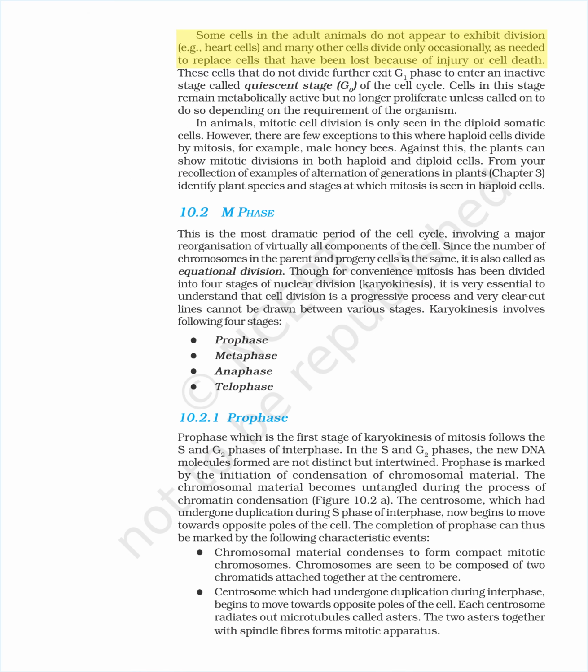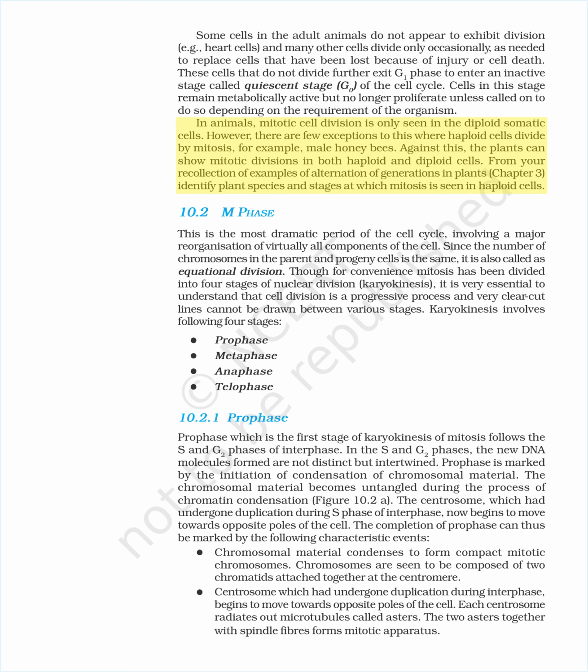Some cells in the adult animals do not appear to exhibit division, e.g., heart cells, and many other cells divide only occasionally, as needed to replace cells that have been lost because of injury or cell death. These cells that do not divide further exit G1 phase to enter an inactive stage called quiescent stage, G0, of the cell cycle. Cells in this stage remain metabolically active but no longer proliferate unless called on to do so depending on the requirement of the organism.